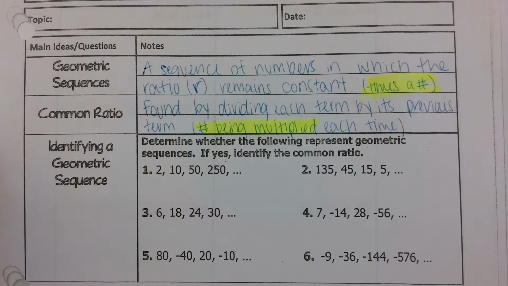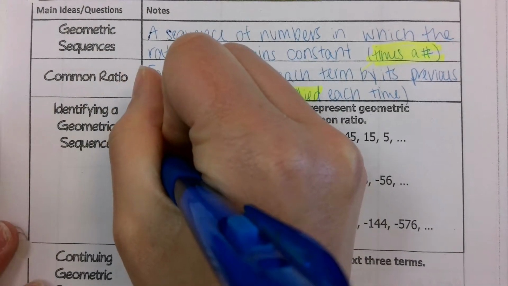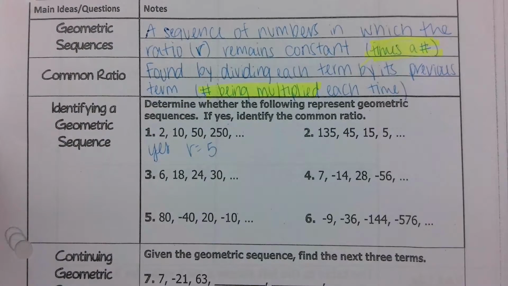Alright, so we're going to look at the first section down there. For these, we're just going to look at the sequence, decide if it's geometric or not. If it is, we're going to say what the common ratio was. So what did they multiply each time to get that sequence? For number one, we've got 2, 10, 50, 250. What do we think? They could multiply by 5, and that would work out. Okay, so is it geometric? Yes, and that ratio we said was going to be 5. Is that right?